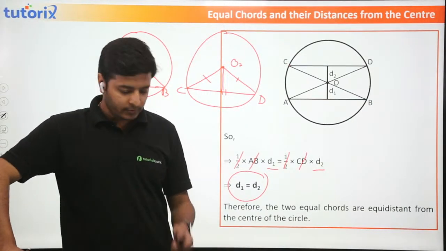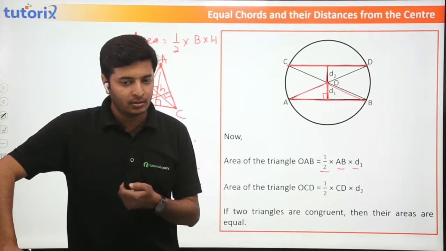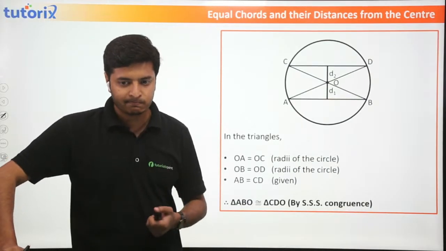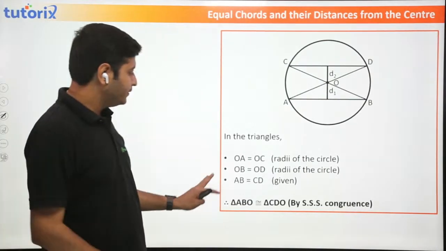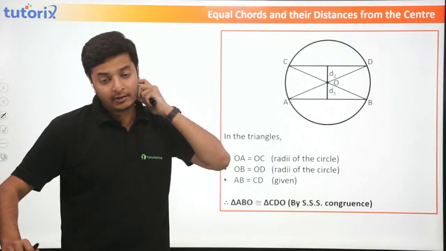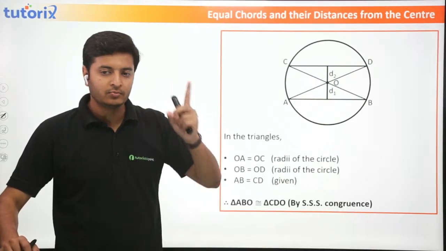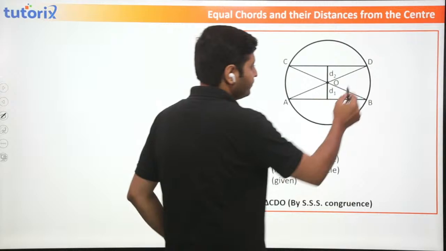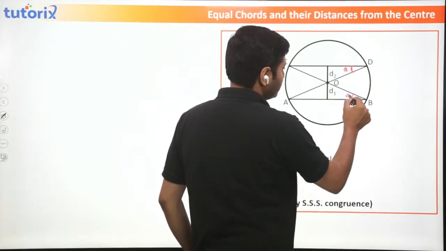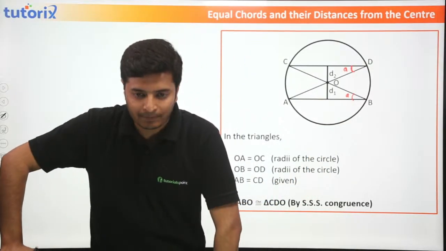There's one more way to prove this, without using the area part. Should I tell you? Yes, sir. See, we are done with congruence. We proved that these two triangles, OCD and OAB, are congruent, correct? When two triangles are congruent, their corresponding parts are equal, correct? Now, I'm going to take this angle as A. So this is also A, they are equal. These two angles are corresponding angles, they are equal.